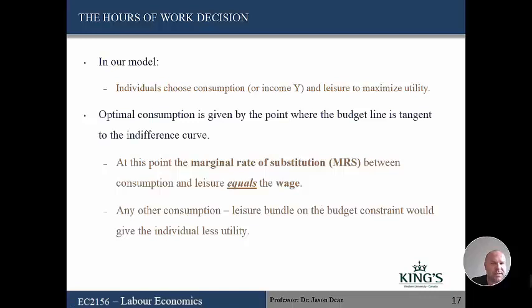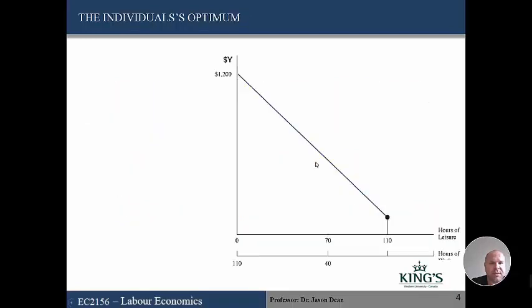The optimal decision is going to be the point where the budget line is tangent to the indifference curve of the individual. And at this point, as we'll see, it will measure the marginal rate of substitution. Well, the slope of the indifference curve is the marginal rate of substitution. We'll talk about that in a moment. And at the optimum point, that is going to be equal to the wage. Any other consumption leisure bundle will not maximize the individual's utility.